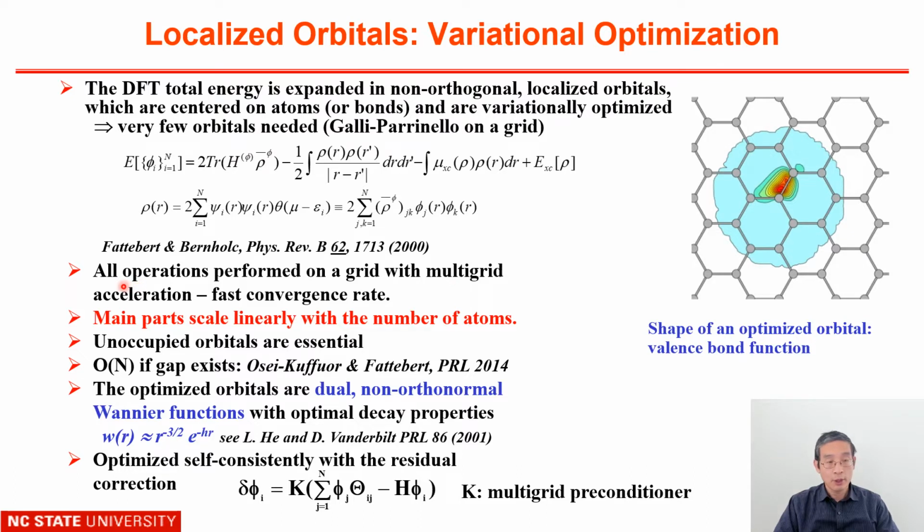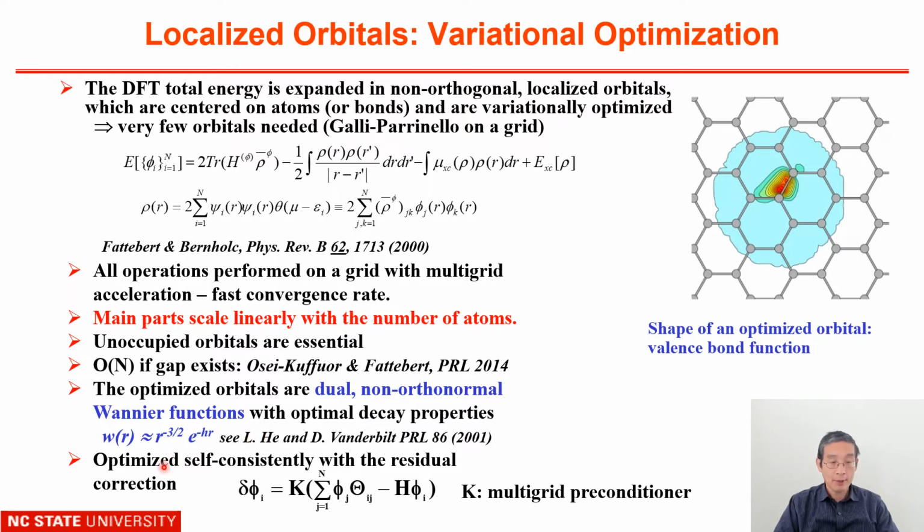In our code, all operations are performed on a real space grid with multigrid acceleration. This will lead to a fast convergence rate. The main parts scale linearly with the number of atoms. Also, we find that unoccupied operators are essential for the accuracy and the convergence. In one literature, they have shown this can lead to exactly O(N) scaling if a gap exists. As a result, the optimized operators are dual, non-orthonormal linear functions with optimal decay properties.